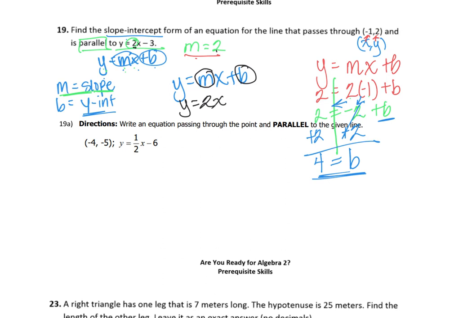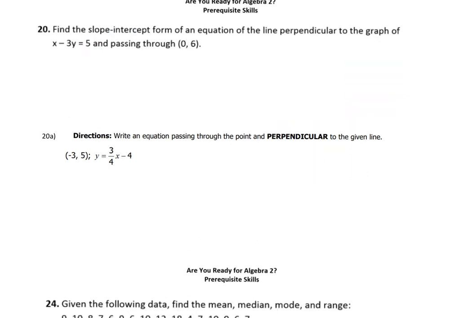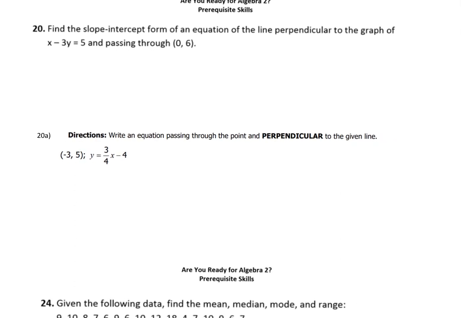I'm leaving x as x now, but what I'm putting in is 4 for my new b value. That's the piece I was looking for. So y equals 2x plus 4. It passes through this point, negative 1, 2, but yet it still has the same slope as y equals 2x minus 3. Pretty cool.